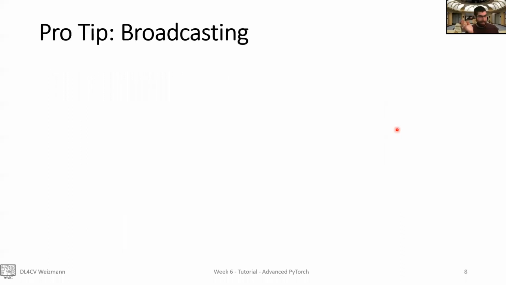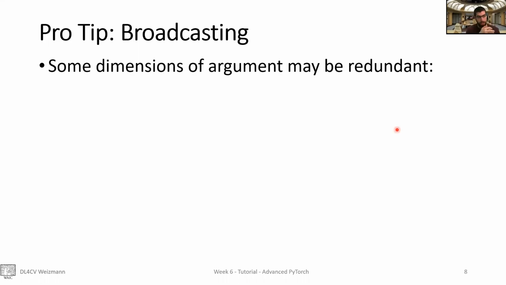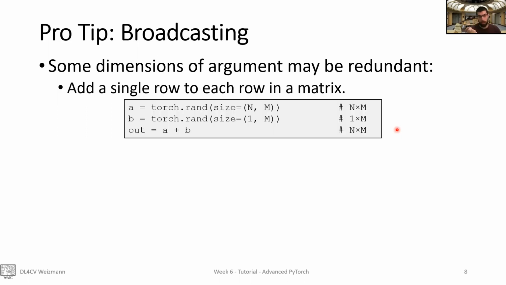And a pro tip is to use broadcasting. Sometimes dimensions are redundant. For example, if you want to add a single row to each row in a matrix, you don't want to expand the row to the number of rows of the matrix, but PyTorch does this for you. It's called broadcasting. So if you have a matrix A and a row B, and you add them together, what will happen behind the scenes implicitly is that B would be expanded to match the size of A, and the result would be of the size of A.